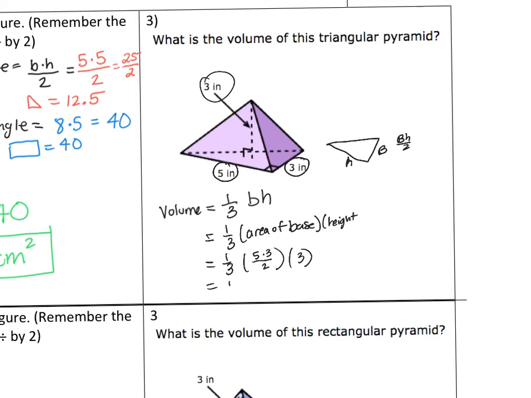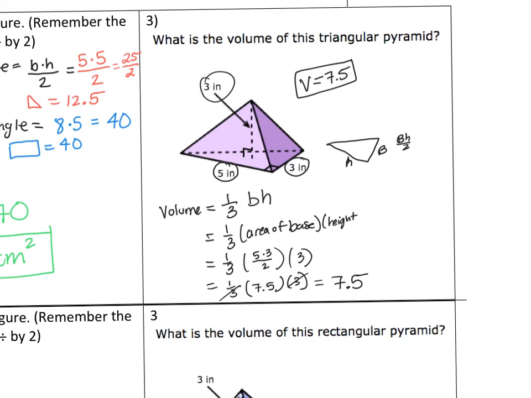So let's calculate this. 1/3 times 5 times 3 is 15. 15 divided by 2 is actually 7.5. And then times 3. You guys can do that on your own, or you can recognize that if you multiply something by 3 and then divide it by 3, that's like doing double work. You can already see what's left. You have 1 times 7.5, which is 7.5. So the volume of the triangular pyramid that's pictured here is 7.5.